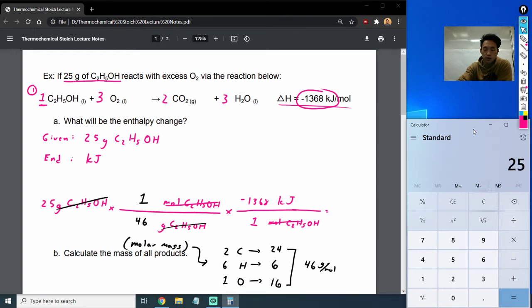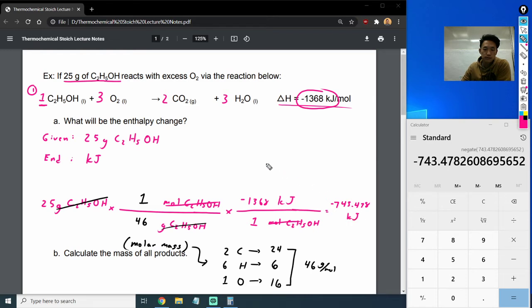We're going to start with the number on top, 25, divided by the bottom, multiplied by the top, 1368. But we also need to make sure that it's negative. So the final answer for this part of the problem is negative 743.478 kilojoules. Since it's negative, we know that this is an exothermic reaction, which means that energy is released.